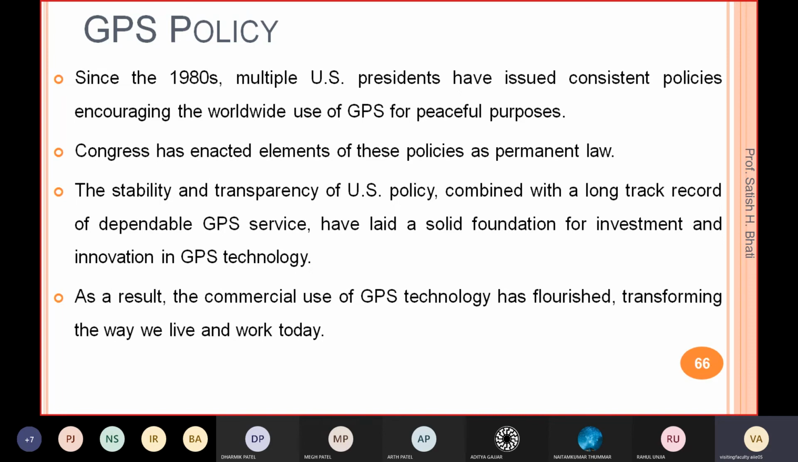and innovation can happen in this technology. So those policies have been made in such a way. As a result, the commercial use of GPS technology has increased. Today we can experience many applications and many companies using GPS. Because of this policy, that is possible.